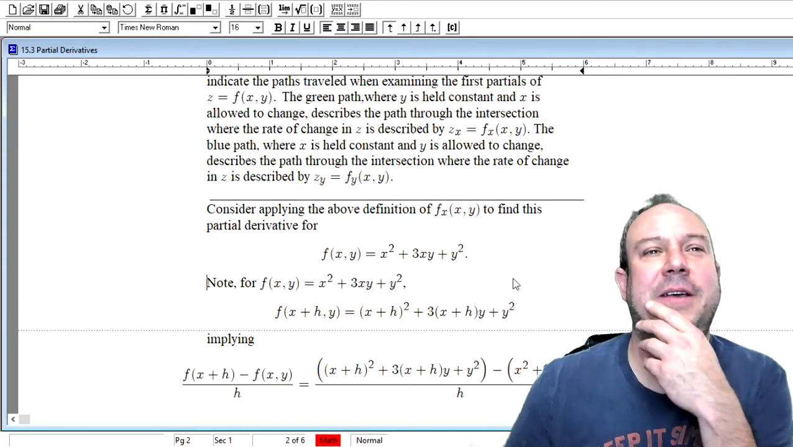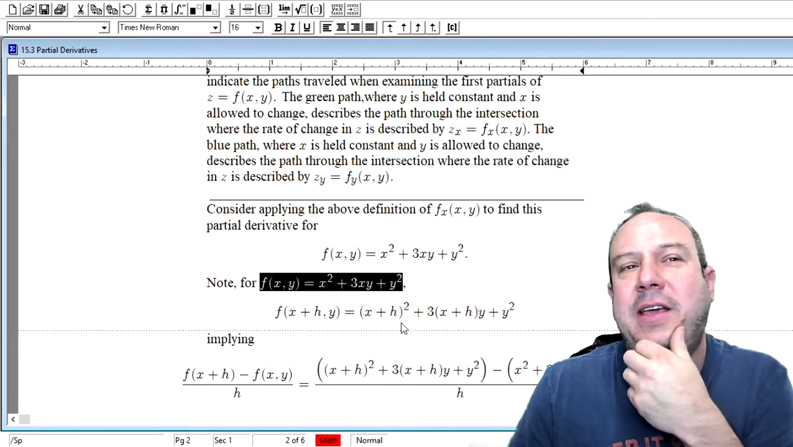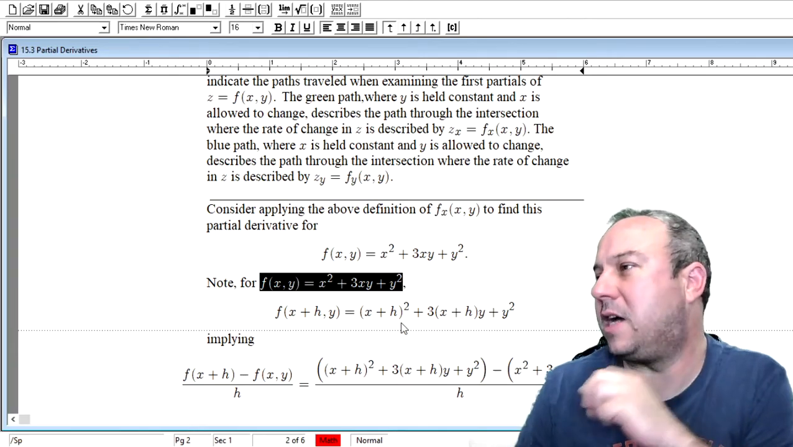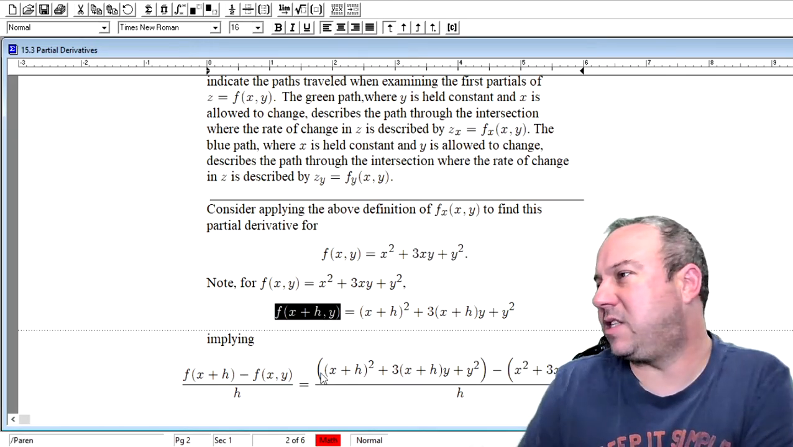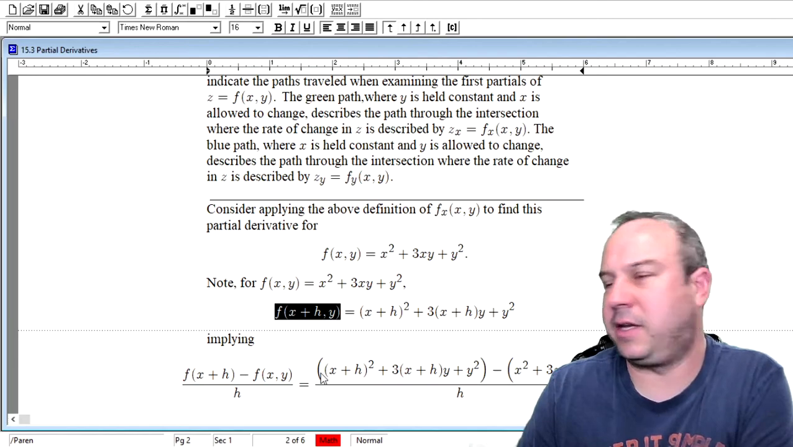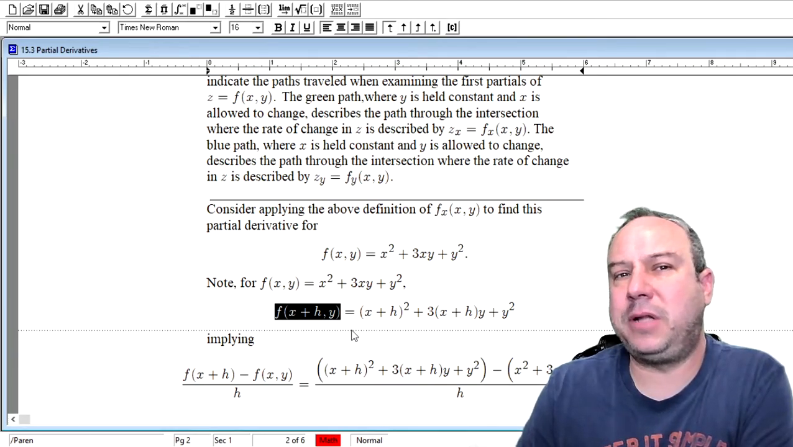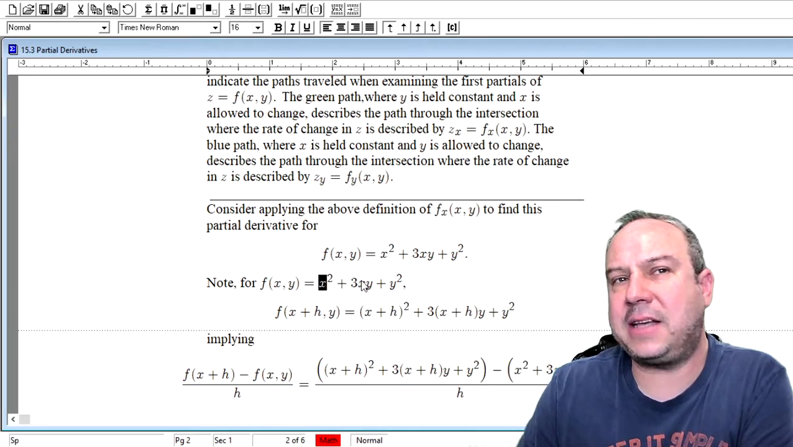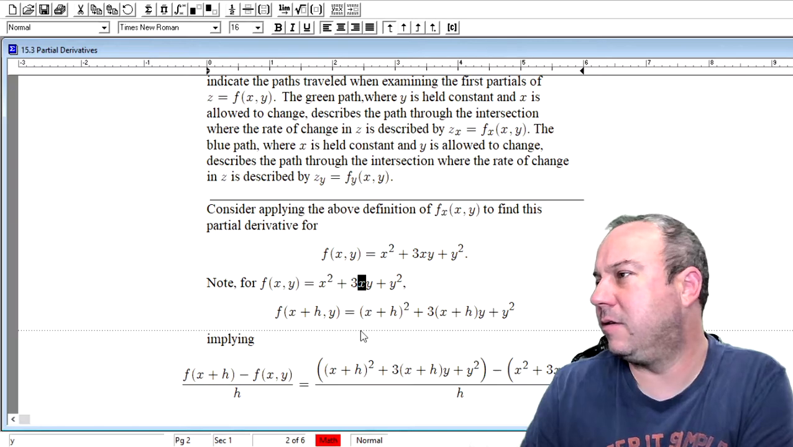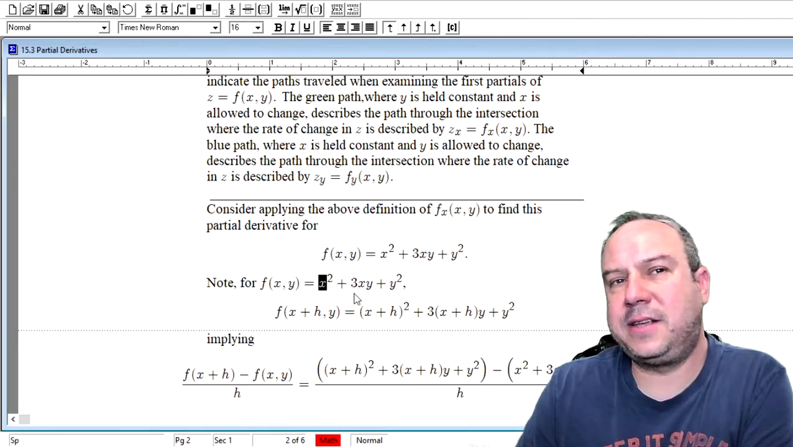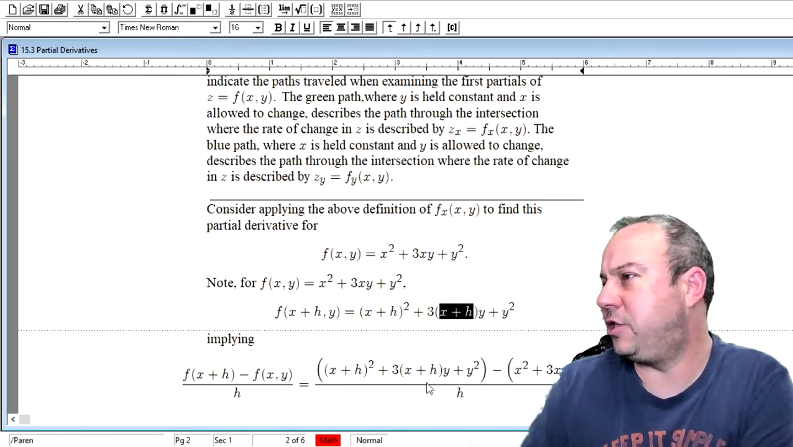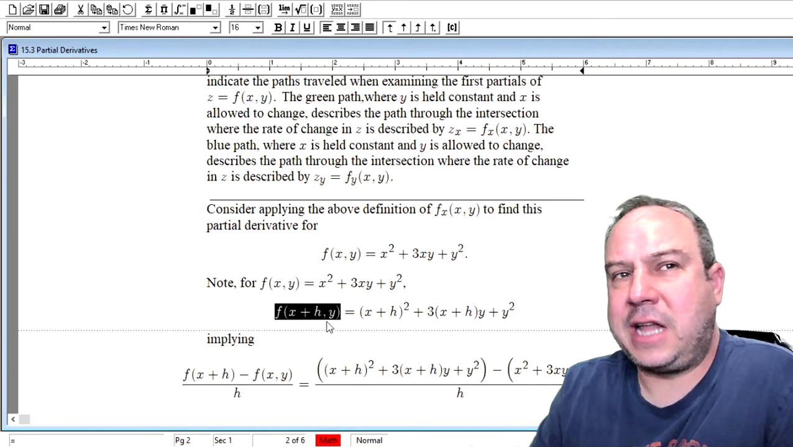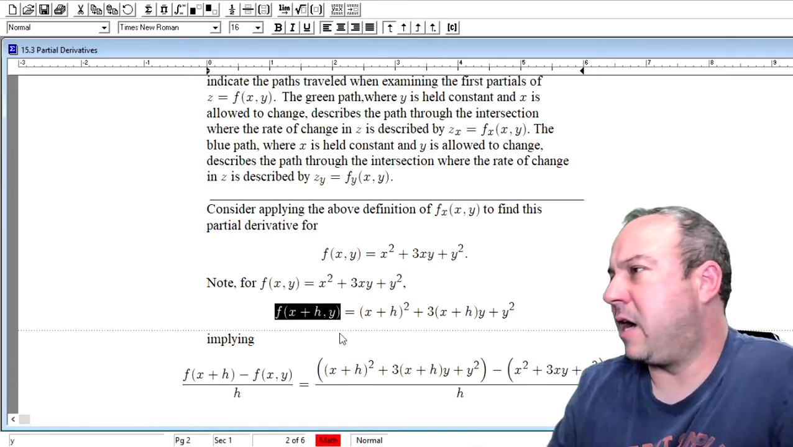Certainly. Note for f of x comma y equal to x squared plus 3xy plus y squared, for this function given here, if we spend a moment asking what f of x plus h comma y is going to equal? Well, everywhere we see the value of x, here and here, we replace these two values of x with the quantity x plus h.